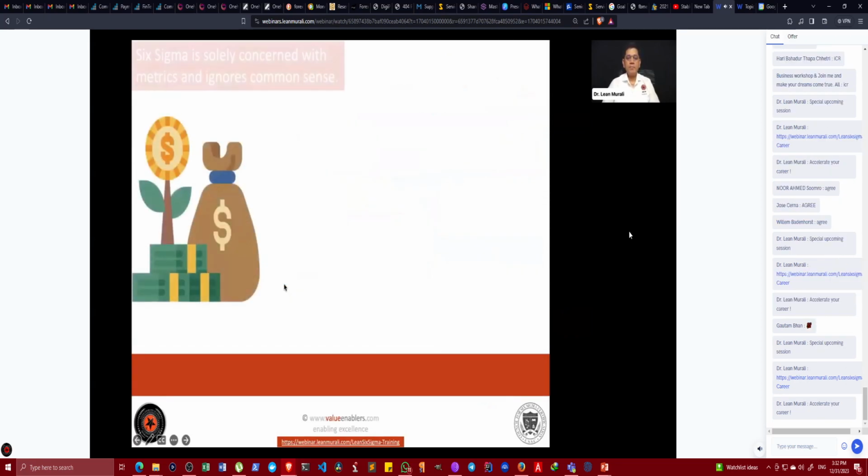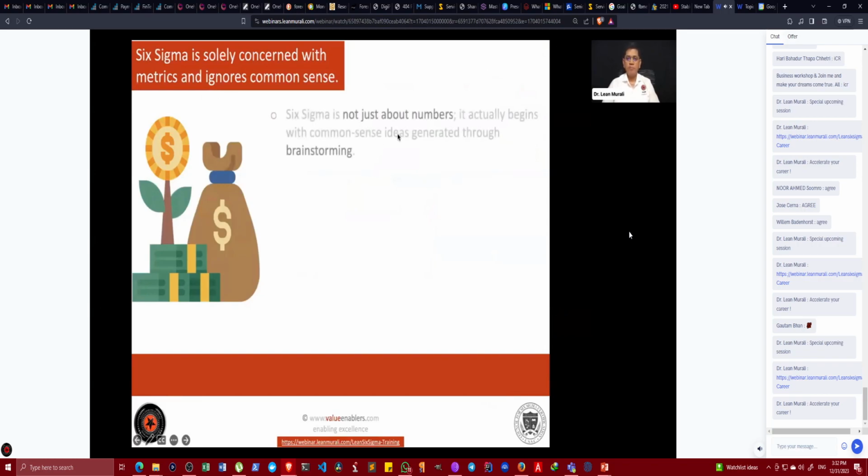So now I'll share some myths about Six Sigma. Six Sigma is solely concerned with metrics and ignore common sense. That's a big myth. That's not true. Okay, Six Sigma is just not about numbers. It's actually with a lot of common sense ideas through brainstorming. Okay, how many of you have done brainstorming in your companies? Just type done in the chat box if you have done brainstorming. How many of you have gone through this experience of brainstorming?